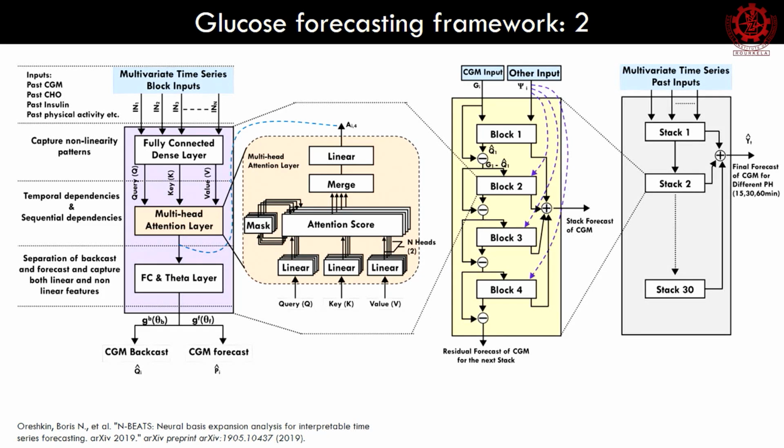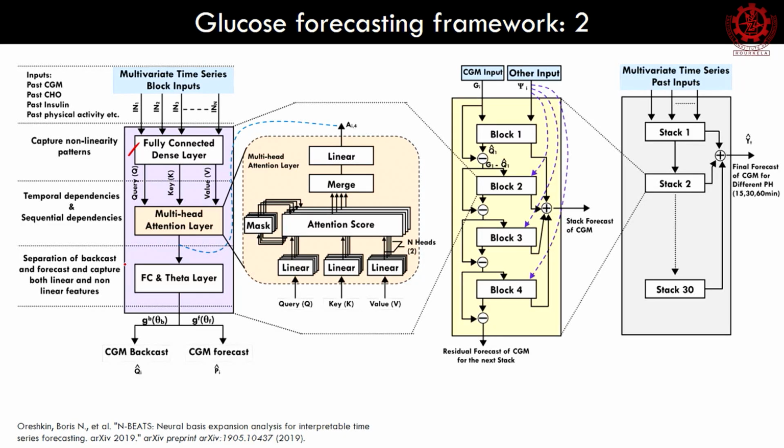So in this forecasting framework 2, we use something called N-BEATS, neural basis expansion network. Neural basis expansion network was actually proposed by one of the pioneers of AI, Yoshua Bengio, around 2018, 2019, or even later, I cannot exactly remember. So it was a univariate forecasting model. That means you can take only one input and forecast one point, and it looks like this. Without the attention layer, it had two fully connected layers.